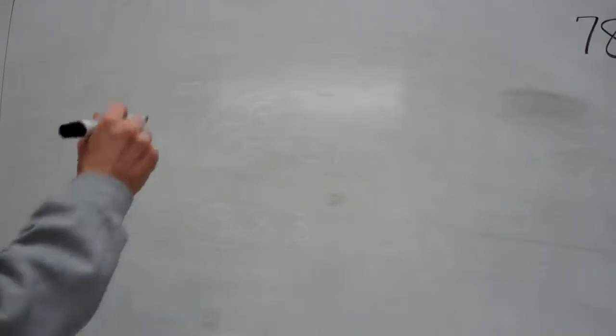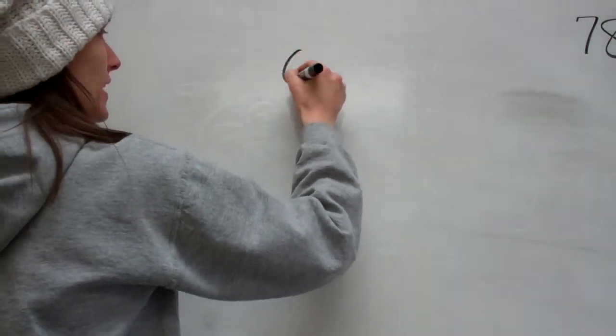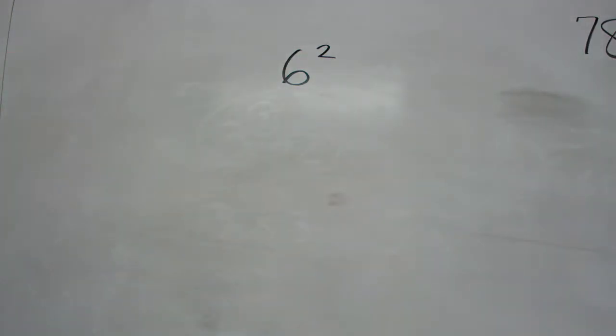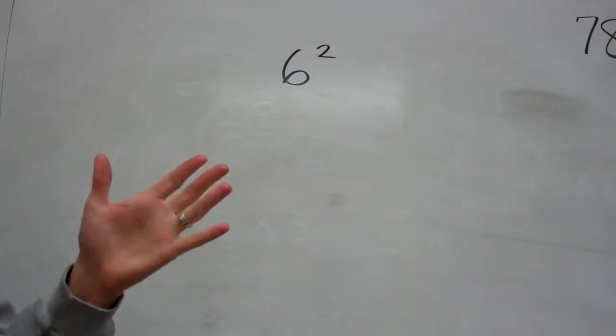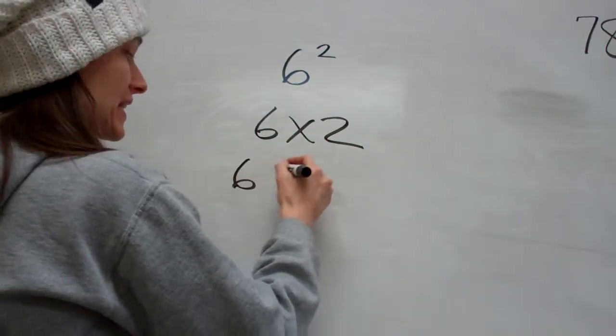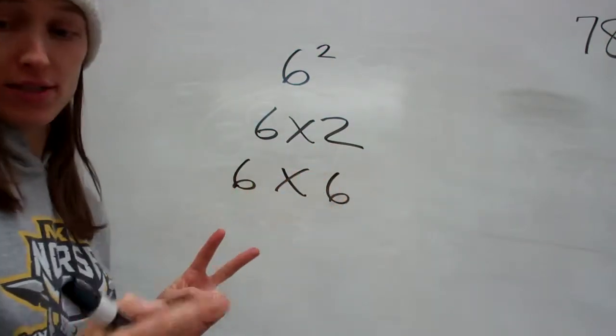Let's try this one. 6 to the 2nd power. What am I supposed to do? Not 6 times 2. 6, 2 times. It sounds funny how you do that, but it's not 6 times 2. It's 6 times 6, twice.